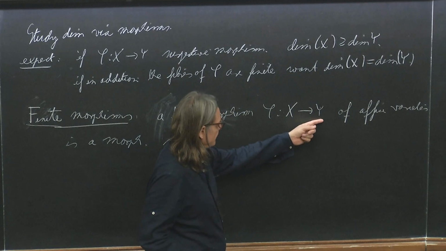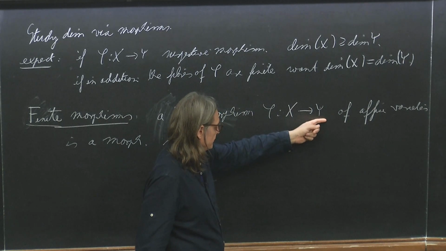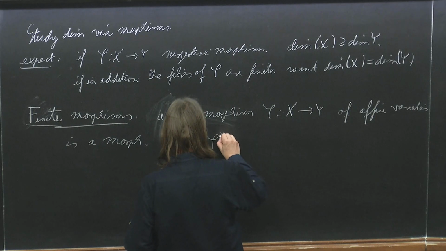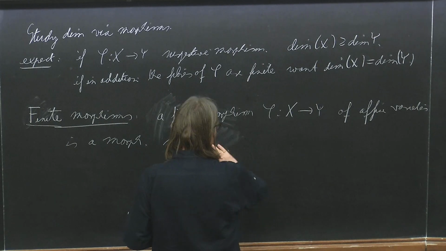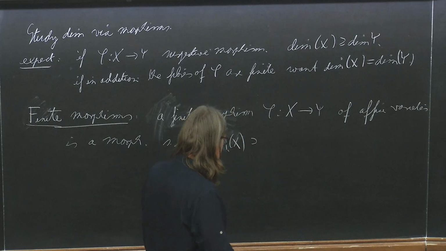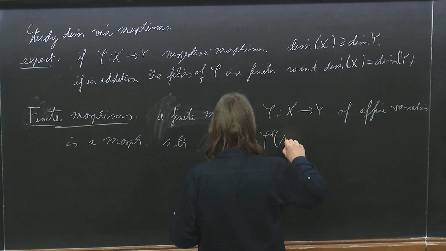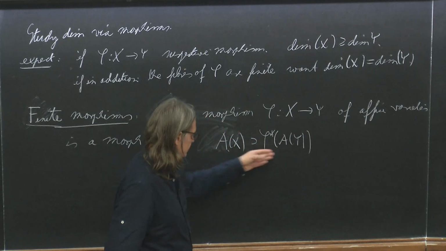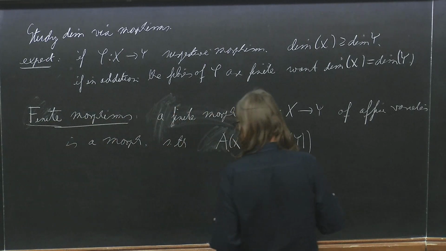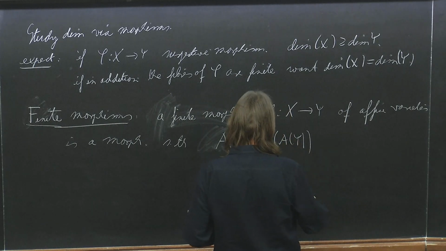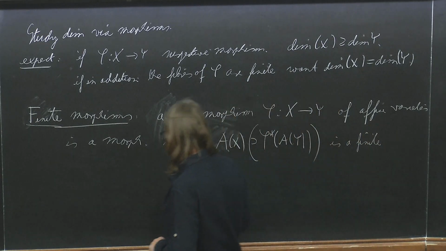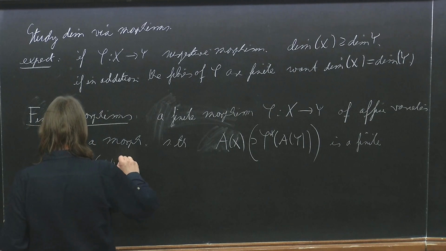I can pull back elements in the coordinate ring of Y to elements in the coordinate ring of X. So I have A(X), this contains phi star of A(Y), a subring, because we know that the pullback sends elements in the coordinate ring to elements of the coordinate ring, such that A(X) is a finite phi star of A(Y) algebra.